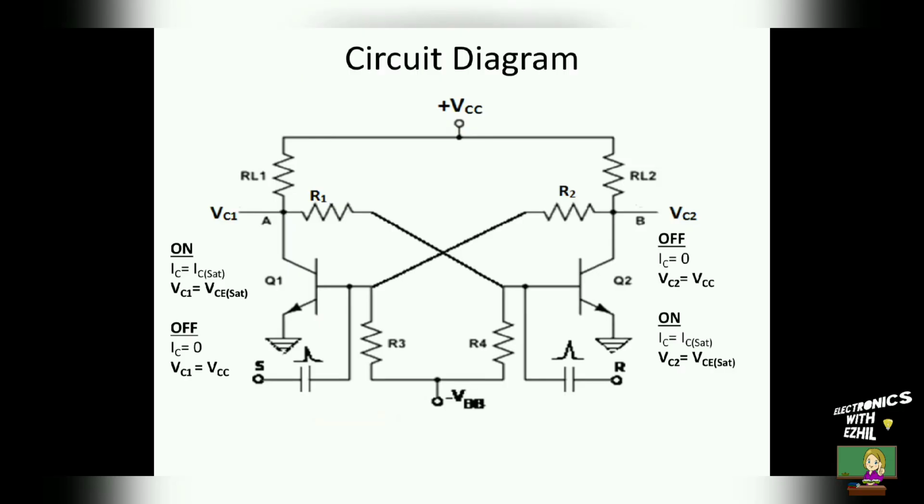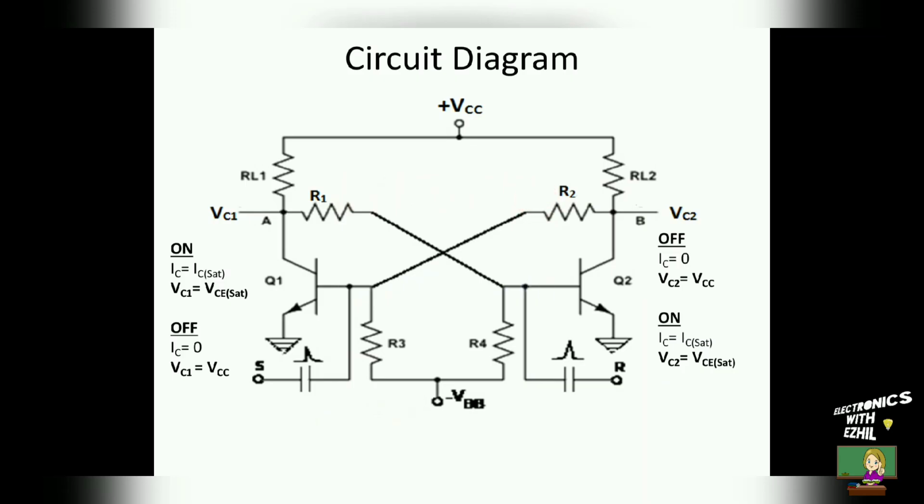This is the circuit diagram. Here we can see the transistors Q1 and Q2 are cross coupled. The collector of transistor 1 is coupled to the base of transistor 2 through the resistor R1, and the collector of transistor 2 is coupled to the base of transistor 1 through the resistor R2. The resistor RL1 is the load resistor or collector resistor of transistor Q1. The resistor RL2 is the load resistor or collector resistor of transistor 2. These two resistors RL2 and RL1 are identical. The resistors R1 and R2 are identical.